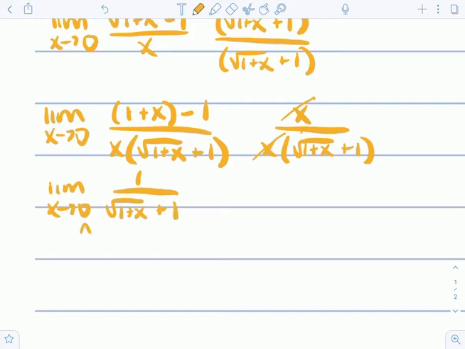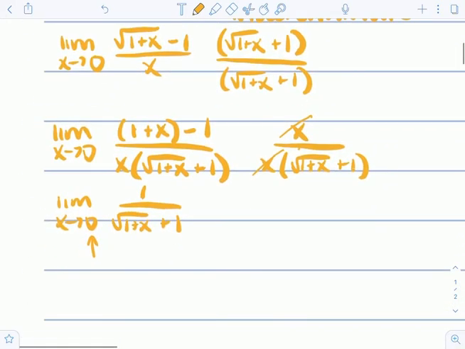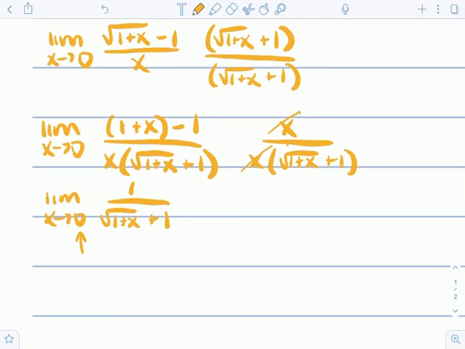Our last step is plugging in the 0. In this case, we are not going to get indeterminate because there's no x on the top and x on the bottom. So we would get 1 over 1 plus 0 is 1, 1 plus 1 is 2, so the answer is 1 half.